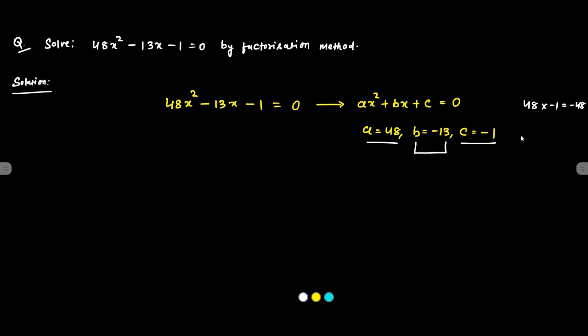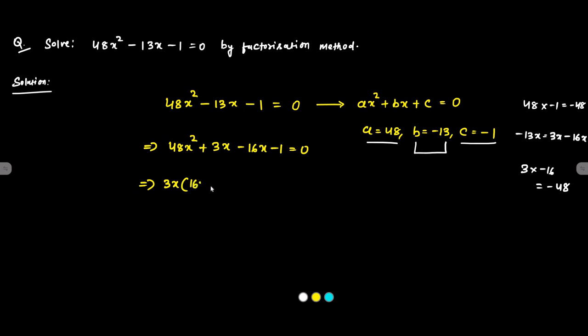So we can write minus 13x as 3x minus 16x. Yes, 3 into minus 16 is equal to minus 48. So we can do it in this way. That implies 48x square plus 3x minus 16x minus 1 is equal to 0. We have written minus 13x as 3x minus 16x. Now that implies if we take 3x common here, it will be 16x plus 1, minus 1 into 16x plus 1. Let's check.